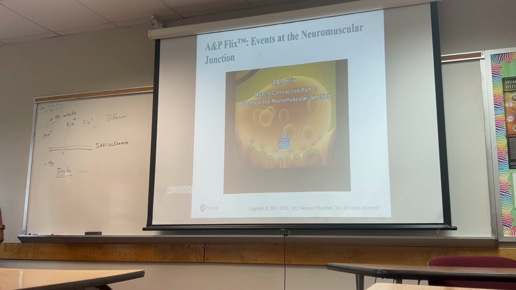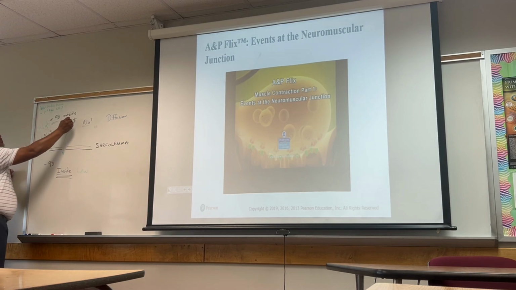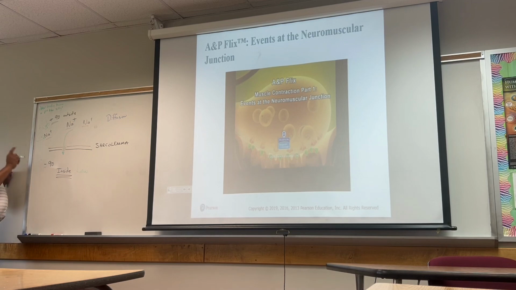Lost anybody there? If sodium goes into the muscle cell, sodium is positive. What happens inside the muscle cell is now minus 90 becomes minus 80, and minus 80 becomes minus 70. Does that make sense? As sodium keeps coming in, this keeps going up and up. It really maxes out at plus 30.